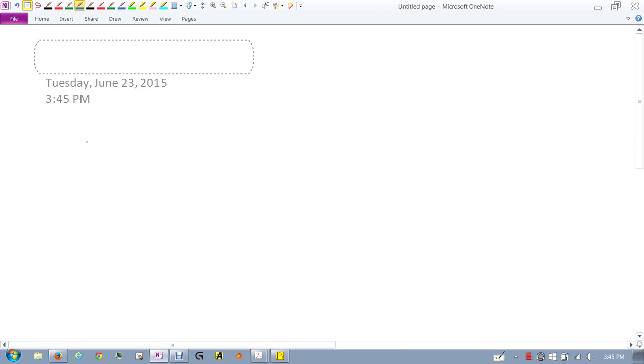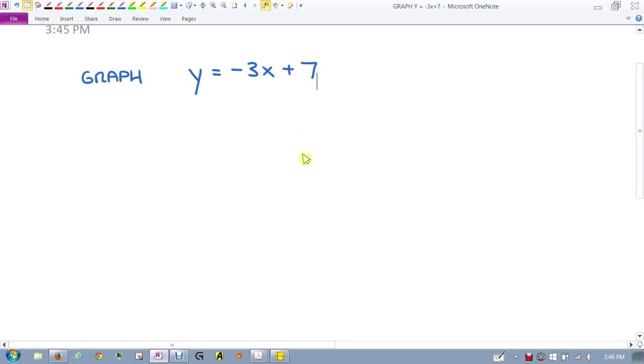So let's say I wanted you to graph y equals negative 3x plus 7. First, you have to know that this is a line, right? You have to know that that's a line. And you know that because, how? How do you know that that's a line? Just because you've seen enough of them, or what? It's in slope-intercept form, right? I mean, it was given to you like that.